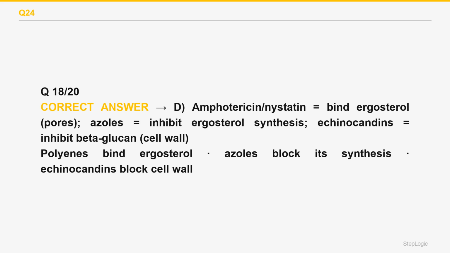For dermatophytes, terbinafine. The amphotericin binds ergosterol, azole inhibits ergosterol synthesis, and echinocandin inhibits beta-glucan. Pairings are correct.